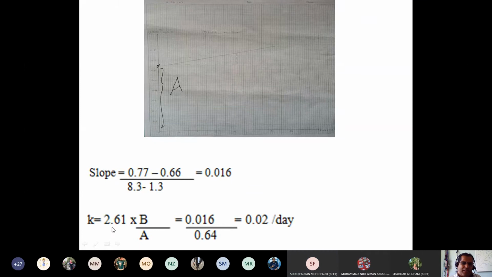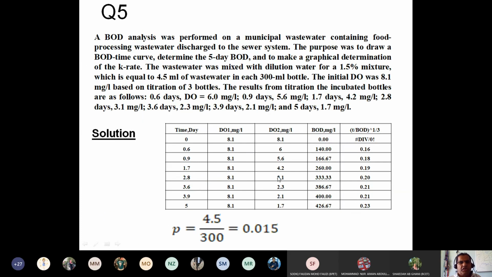And then K, I calculate the rate of reaction based on this slope and intercept. I will get 0.02 per day. Okay. We go to question 5. There are many questions, but I will not try to solve all because I have another topic to talk about. But here it is exactly the same.